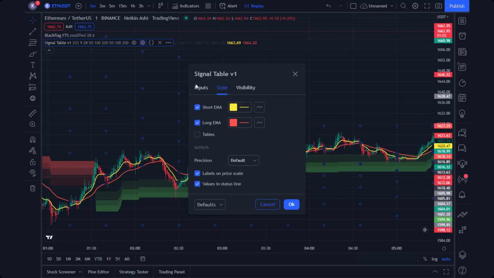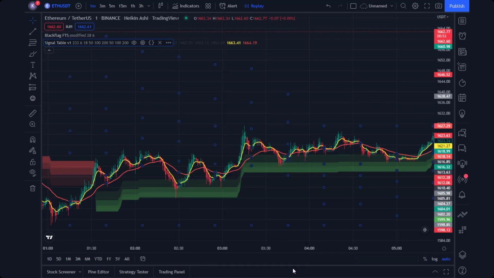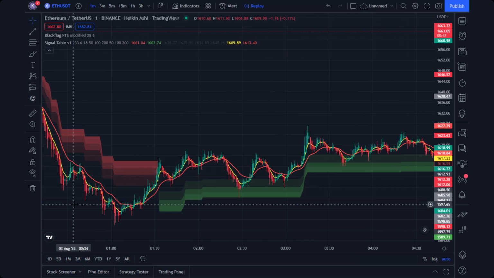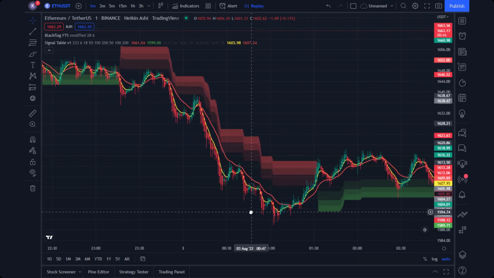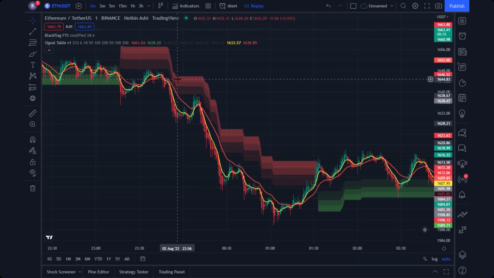Enter the signal table settings and change the short EMA value to 6. We set the long EMA equal to 18. With this change, the delay of the signals will be less and the signal will arrive sooner. Here we see some examples in the upward and downward trend. In the downward trend, we have a moving average cross that we would have lost on if we entered, but this signal is filtered according to the black flag indicator.